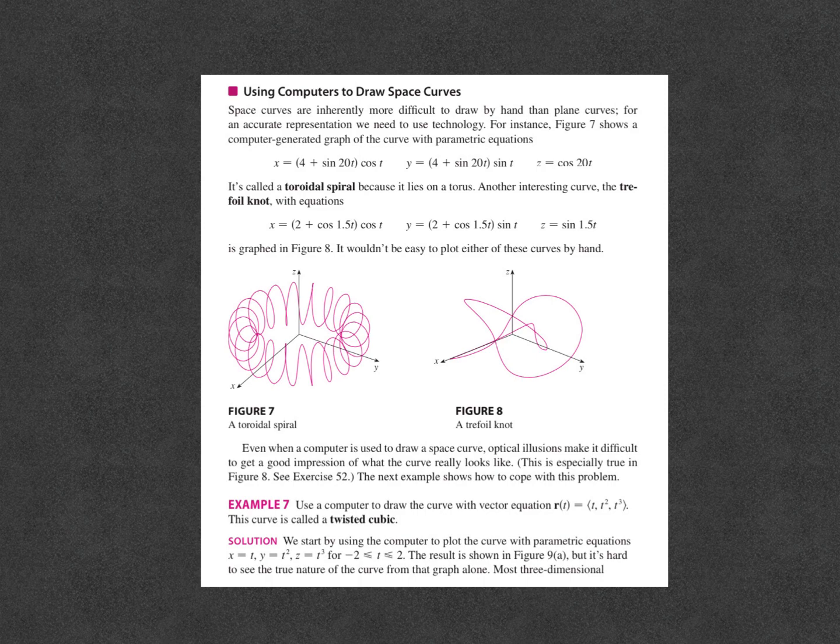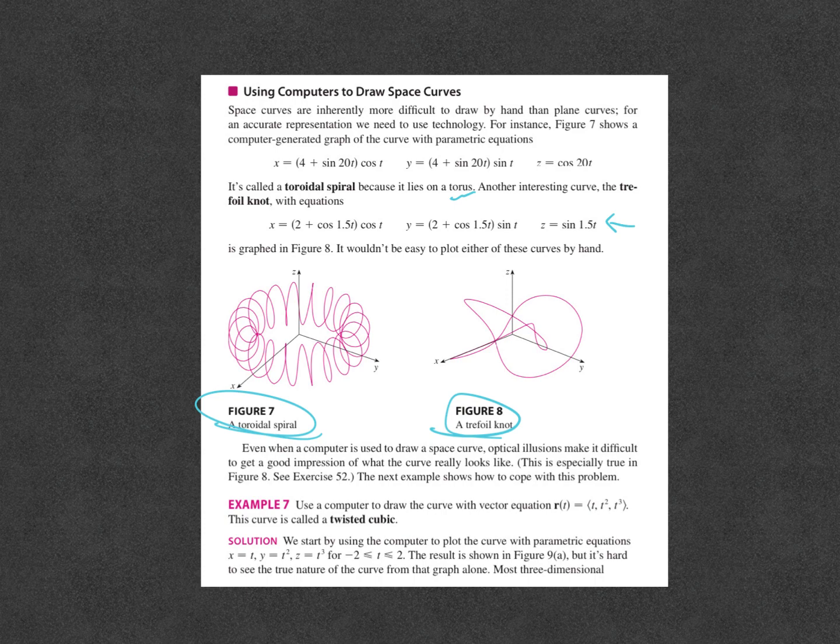Now, Desmos is beta testing 3D drawing, so you could play in Desmos. But if we look at this, it says space curves are inherently more difficult to draw by hand than plane curves. For an accurate representation, you need technology. For example, figure 7 down here shows a toroidal spiral, and it's called such because it lies on a torus. Another interesting curve, the knot down here, comes from these parametric equations above.